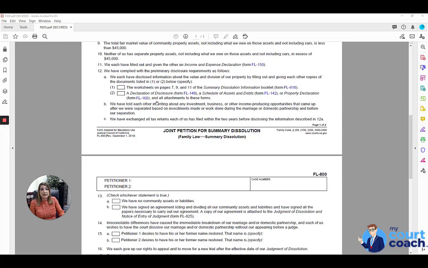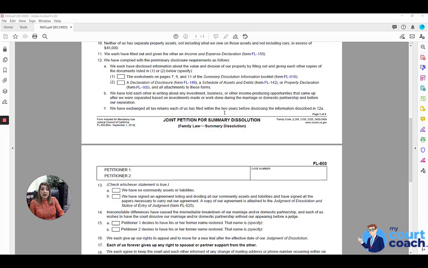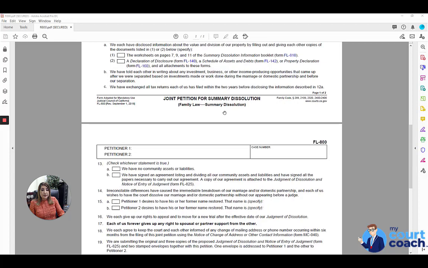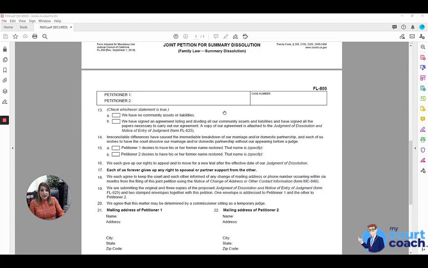12B states that you have each told each other about any investments, business, or other income-producing opportunities that have come up after separation based on investments made or work done during the marriage or domestic partnership and before separation. Line 12C assures that the parties have exchanged tax returns that each of you have filed within the past 2 years. And then line 13 has to do with whether or not you currently have any community assets or liabilities.